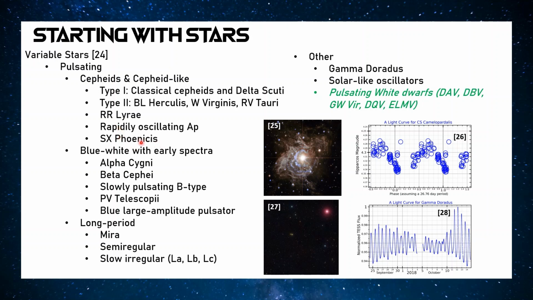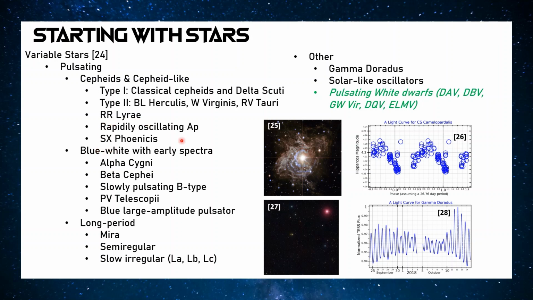There's rapidly oscillating Ap stars. P is for peculiar. They're essentially A or B stars with extra metals, and they have rapid pulses on the order of minutes. Then there's SX Phoenicis. These have short periods of an hour or two, and they're low metal stars. And a lot of times these stars, like W Virginis, BL Herculis, RV Tauri, these are special because of type 2, etc.